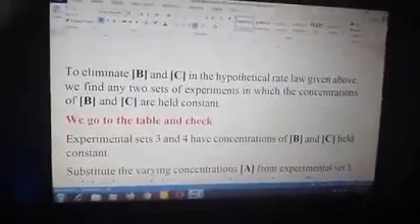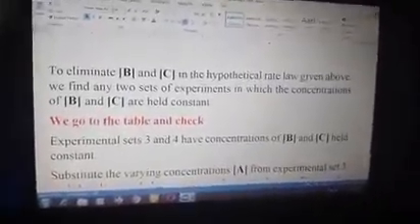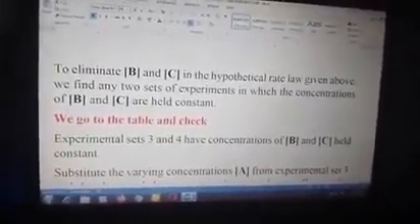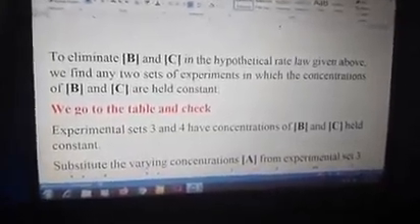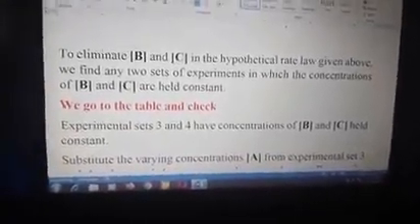So to now eliminate B and C in the hypothetical rate law above, we find any two sets of experiments in which the concentrations of B and C are held constant. We go back to the table and check again.